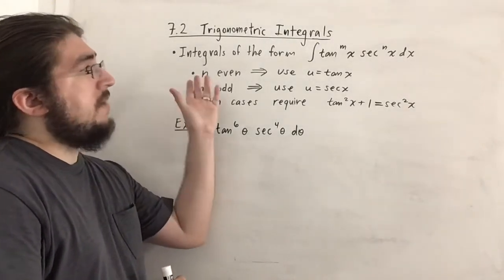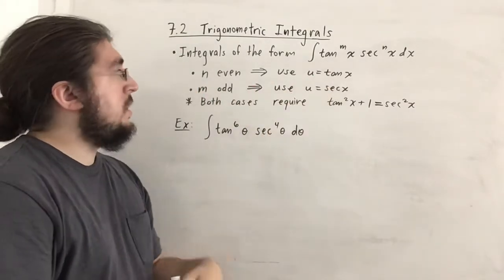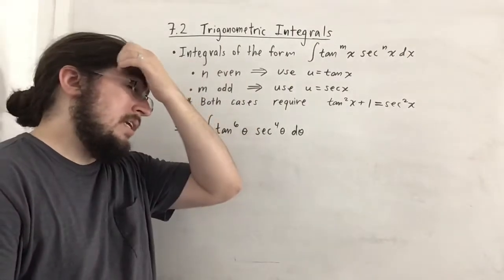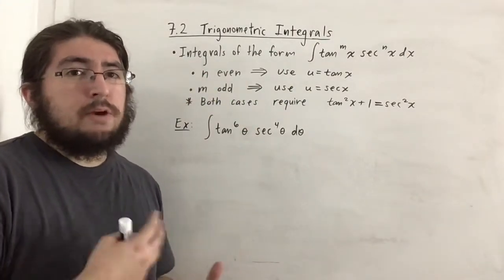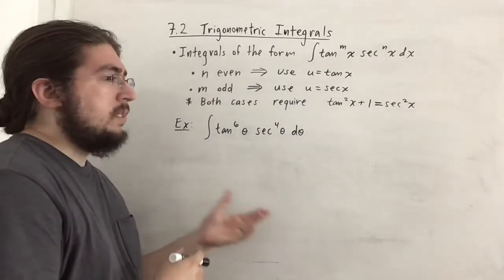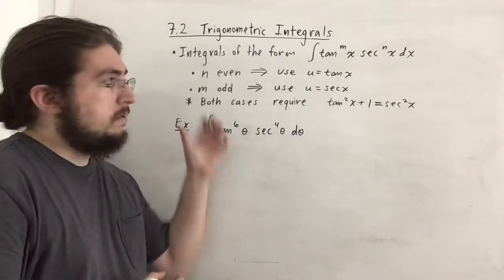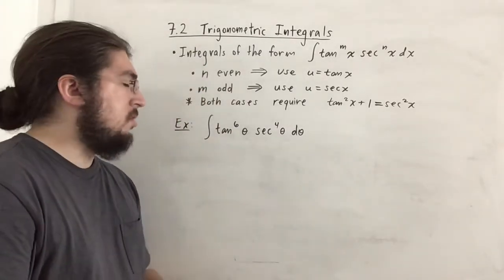Here we say that if n, the power of secant, is even, then we let u equal tangent. But if the power of tangent is odd, then we let u equal secant, which is a little hard to remember. But to be quite honest, we have a better way of remembering this, just what we saw when we took a look at actually applying the integral, the strategy I gave you for the integrals of sine times cosine, power of sine times power of cosine.